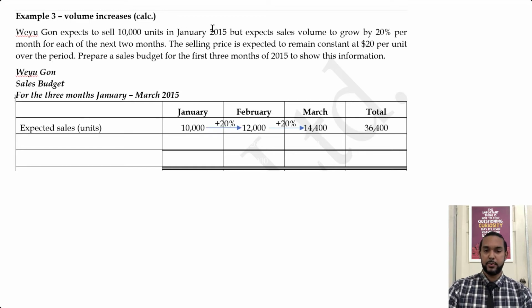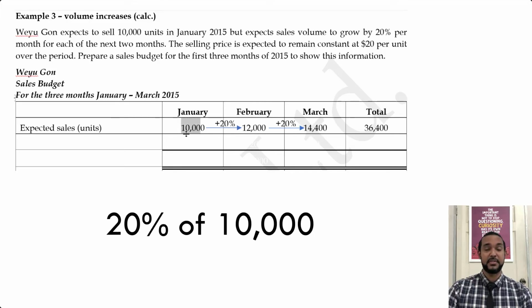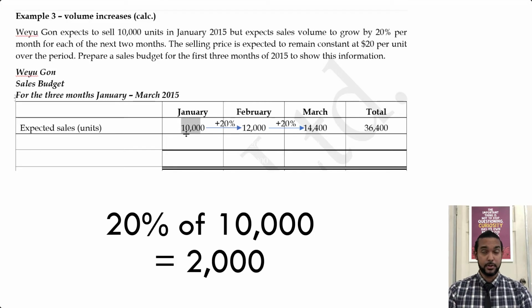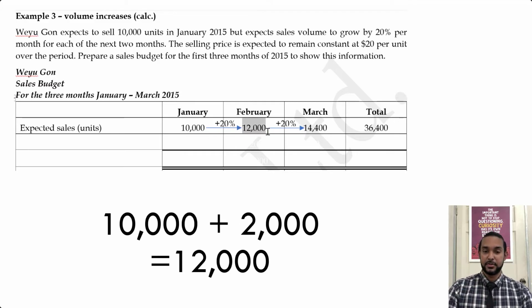So in January, we expect to sell 10,000 units. So you're seeing 10,000 here, easy peasy. And we expect it to grow by 20% per month for each of the next 2 months. So February sales will be 20% more than January sales. So you're going to find 20% of 10,000, which is 2,000, and add it on to the 10,000, hence the increase. So 10,000 plus 2,000 is 12,000.